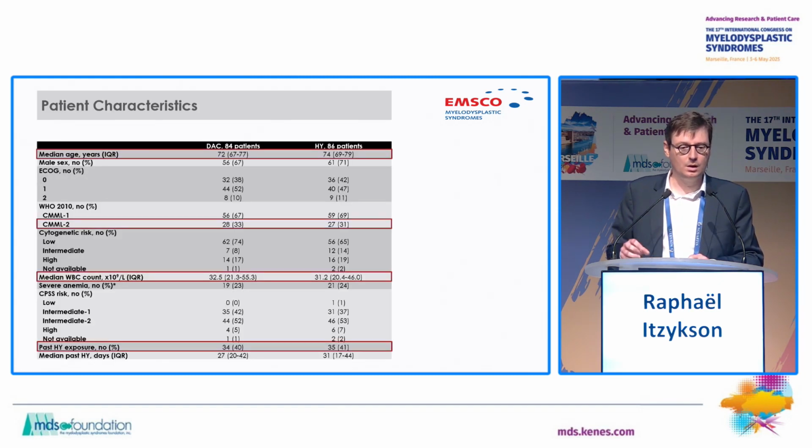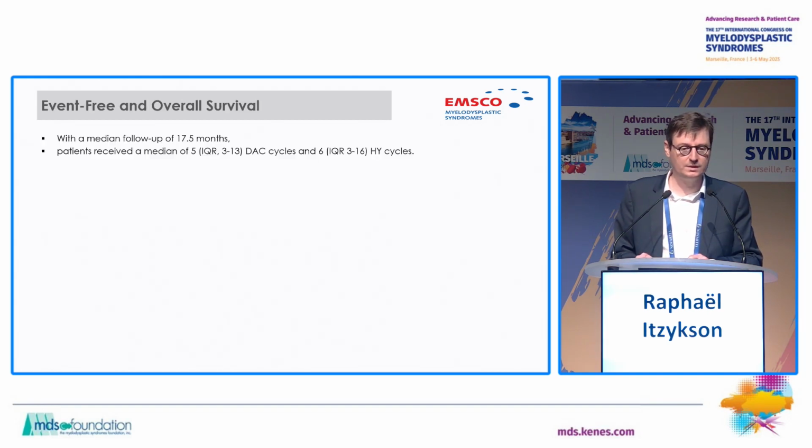These were the typical CMML population in terms of age distribution. One third of patients had CMML-2, and as you can appreciate, these patients were really proliferative with a median white blood cell count of more than 30 gigs per liter in both arms, and roughly 40% of them received prior Hydrea for a few weeks before the trial.